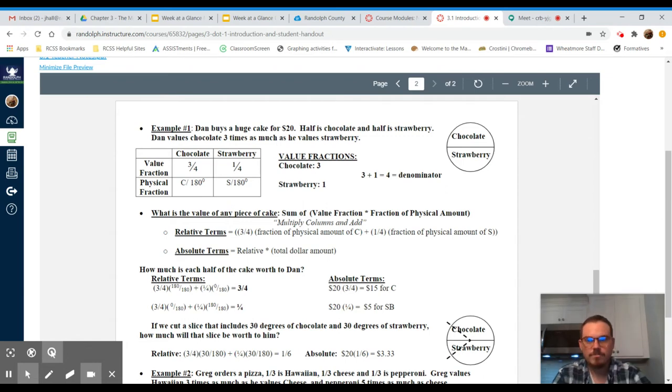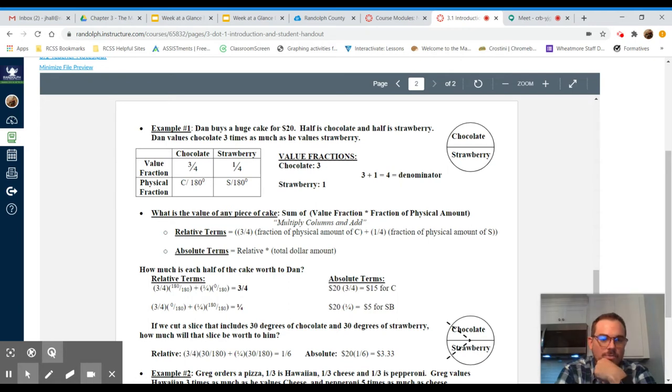Physical fraction. So C divided by 180 degrees. Why? Because C is chocolate. Physical fraction for S, strawberry, divided by 180 degrees. So value fractions that you can see here, we've got chocolate is 3 times the amount of strawberry, so 3 times 1. So 3 plus 1 is 4, that's the denominator. So now you might be thinking about how I got that 3/4, right? Chocolate being 3 times the amount of strawberry. If I know strawberry is 1, let's just assume that because everything else will reduce down. Strawberry being 1, chocolate being 3, I've got 4 now. 3 over 4 is 3 times the amount.